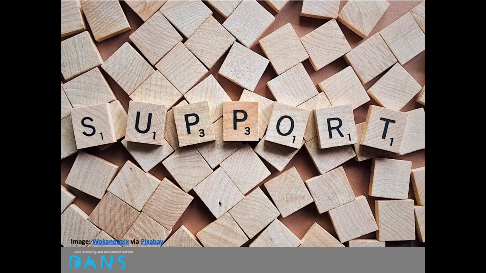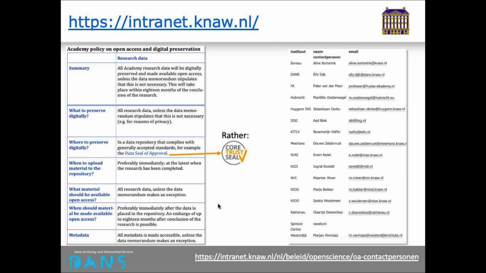And there is more support. I'll conclude this talk with giving you some examples from various projects and initiatives. First, of course, the Academy has some information. We do have a policy on open access and digital preservation in the Academy. It is a bit outdated, be aware of that. So when you're looking for trustworthy repositories to preserve your data digitally, you should look for the Core Trust Seal and no longer for the Data Seal of Approval. Core Trust Seal is the successor and it's more accurate at the moment. You can also approach the contact person for open science in your institute. All institutes have them and you find their contact information on the internet.